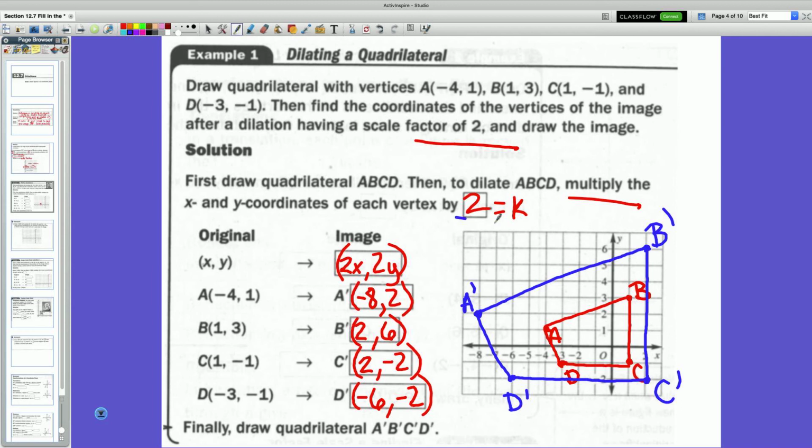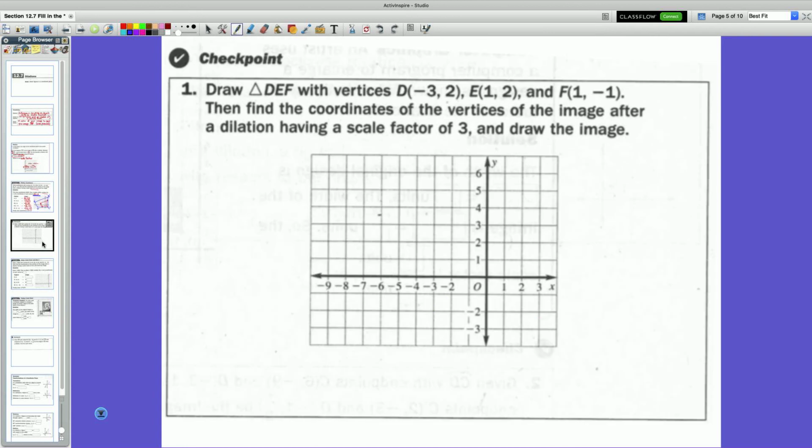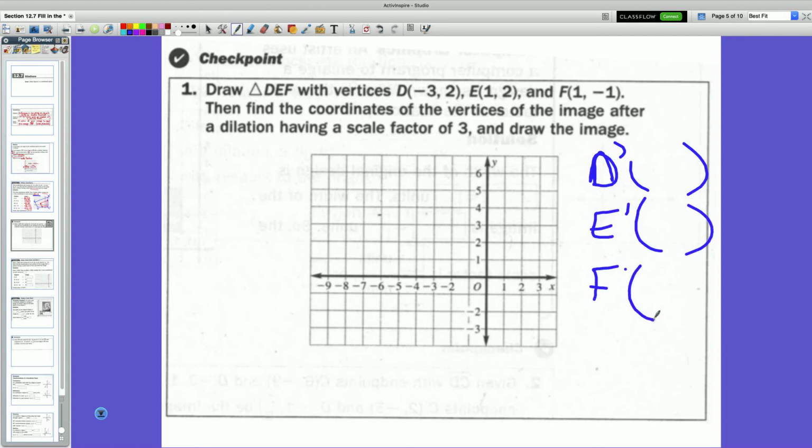And the way you're going to know is you're going to look at this k value. If this k is more than 1, it should be getting bigger. If that k is less than 1, it should be getting smaller. Okay? Alrighty. So let's go ahead and have you try checkpoint 1. The video is going to pause. Go ahead and enter your D prime, E prime, and F prime over on the right hand side, and then hit continue to see how you did and check your graphs.